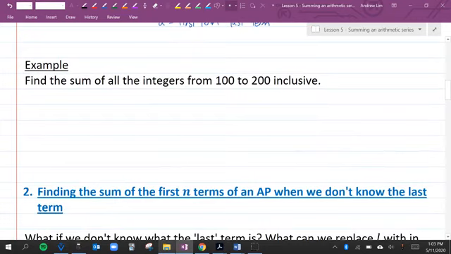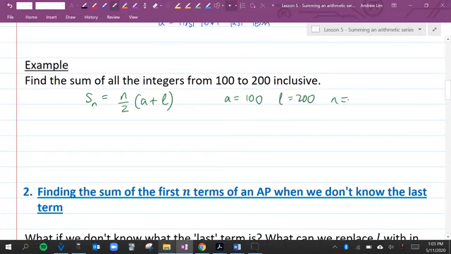All right. Pause the video, have a go with this question, find the sum of all the integers from 100 to 200 inclusive. Okay, so from here we can see, let me write down the formula because you need to get used to this formula. The sum of all the n terms is equal to n on 2 times (a plus l). a is the first term, which is 100. l is the last term, which is 200 in this case.